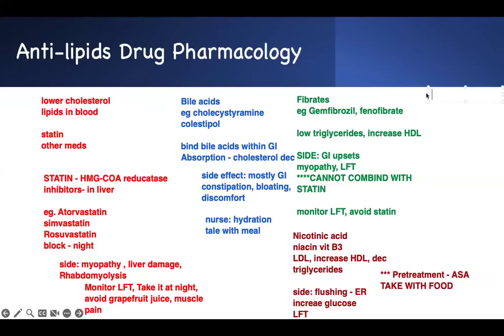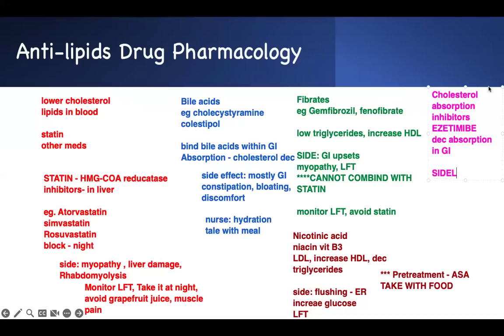The next one is cholesterol absorption inhibitors. It prevents you from absorbing. I want you to know this medication, Ezetimibe. You can combine it with statin. So that is one of the key features. It prevents the absorption of cholesterol in the GI tract. So that's the main thing. It stays in your GI tract and prevents absorption.